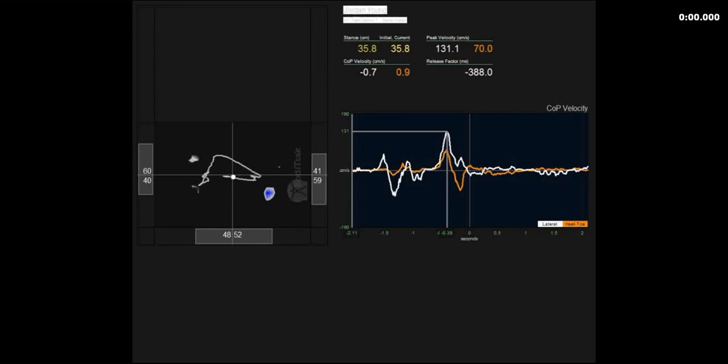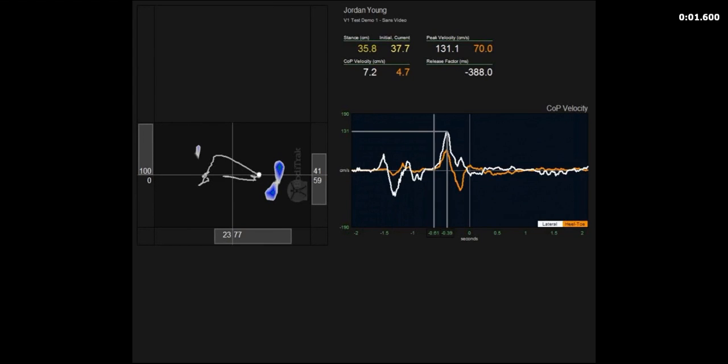The key thing to note is that we use the crosshairs here, and 0 is the vertical line representing impact. 0 on the velocity chart, vertical line right here, that's impact. And then the horizontal line, I refer to it as the baseline. Crosshairs, if you will.